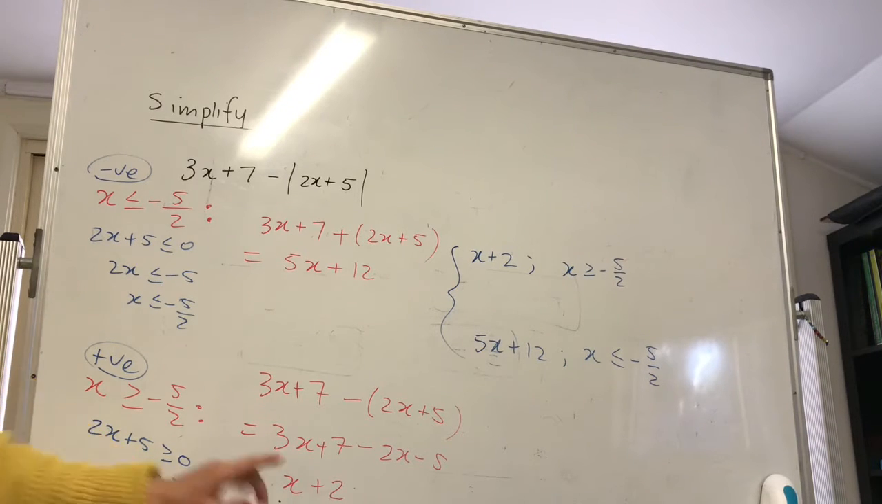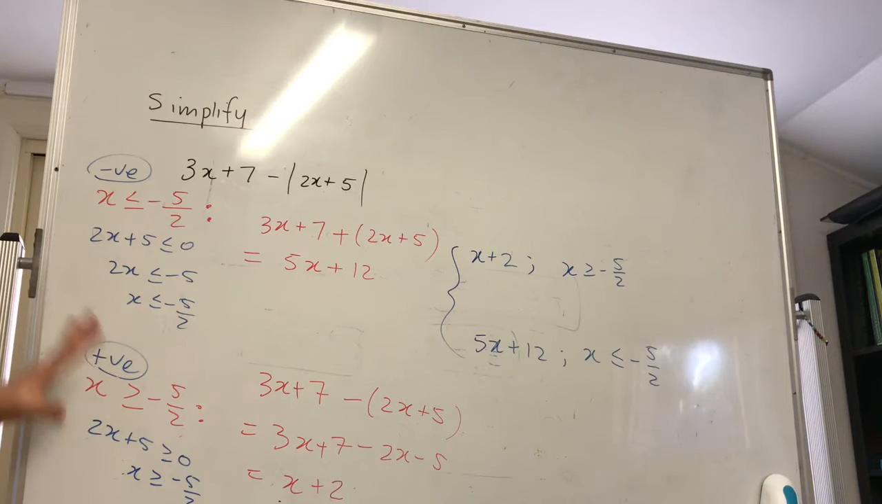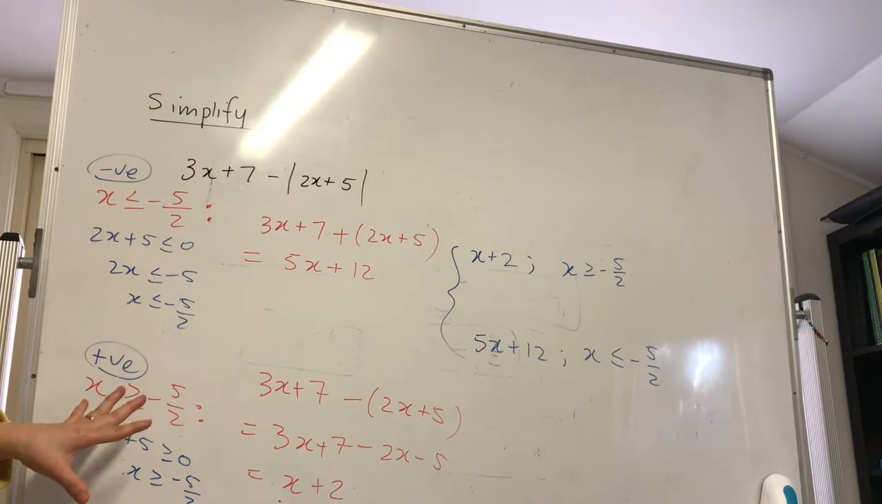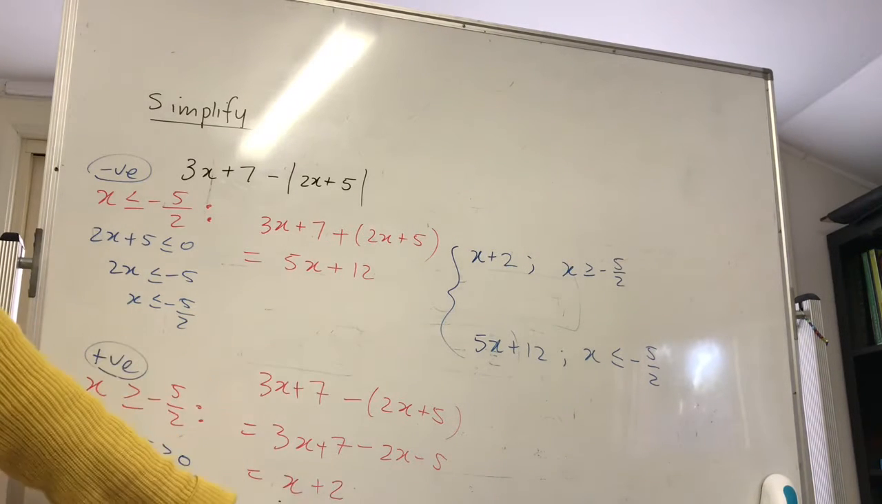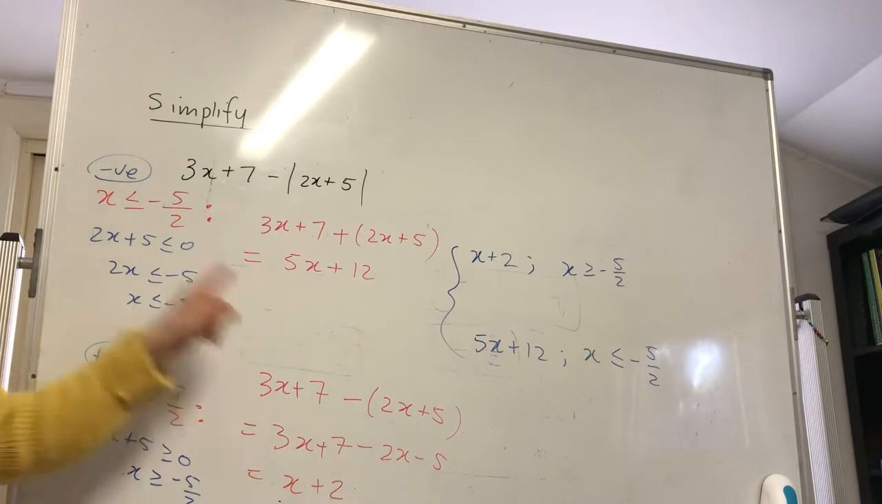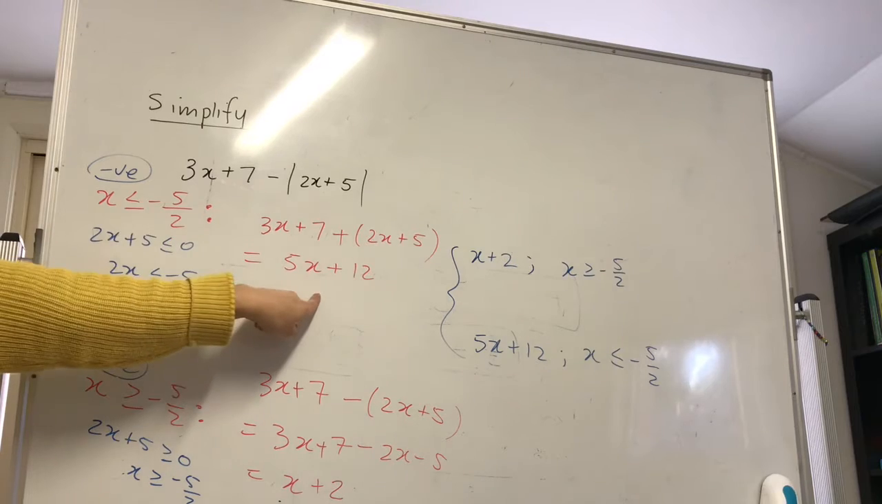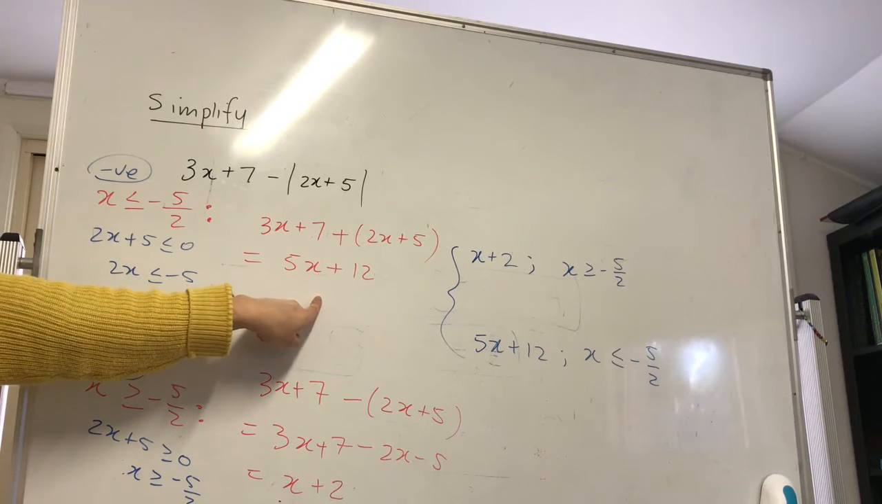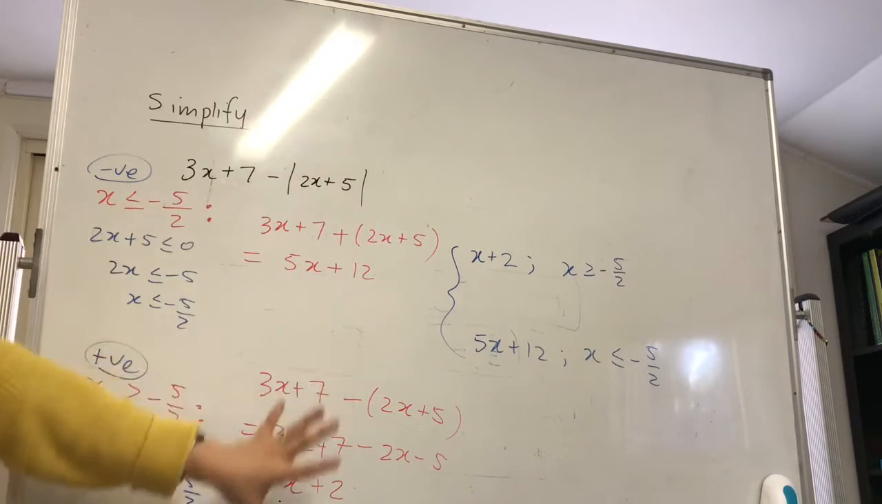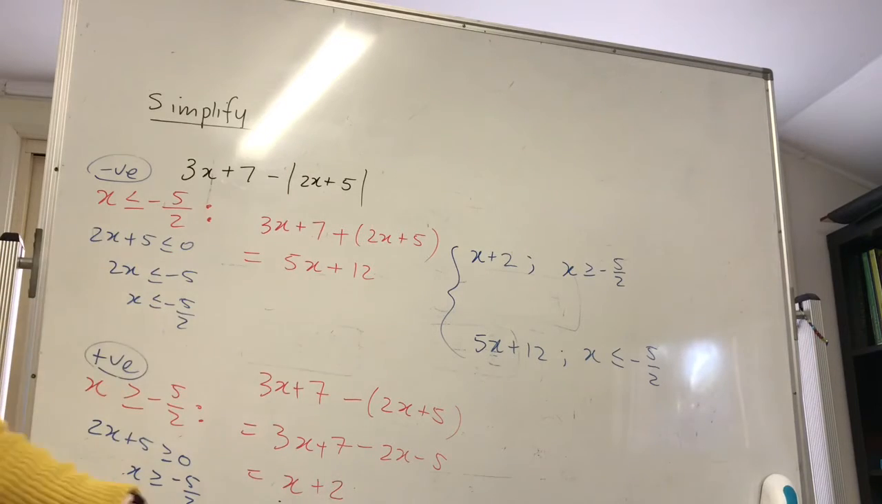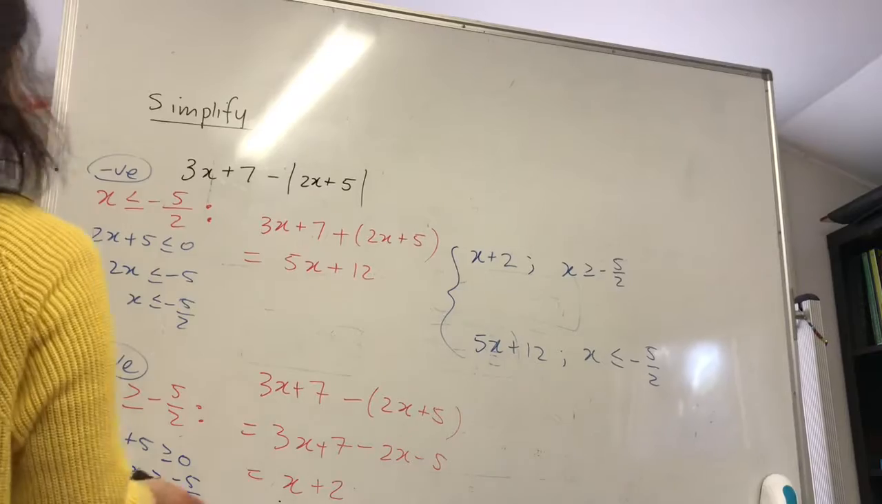Okay? So for any x value bigger than or equal to minus 5 over 2, you will get x plus 2. When x is less than or equal to minus 5 over 2, you'll get 5x plus 12. So you get 2 expressions. Does that make sense? Okay, so that's what it is.